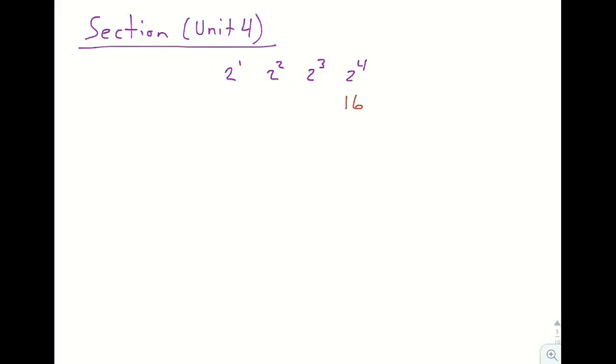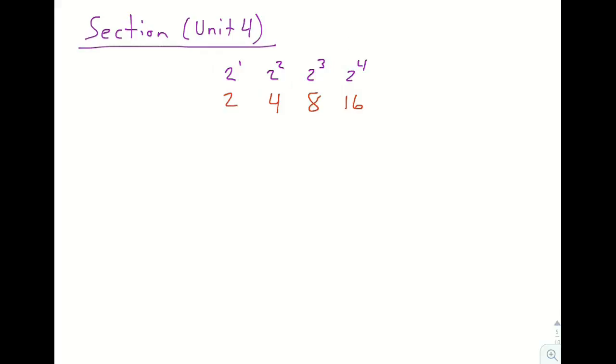2 to the 3rd is 2 times 2, which is 4, times 2 again, which is 8. 2 squared is 2 times itself, so that would be 4. And 2 to the 1 means 2 times itself once, which means it's just going to be 2.